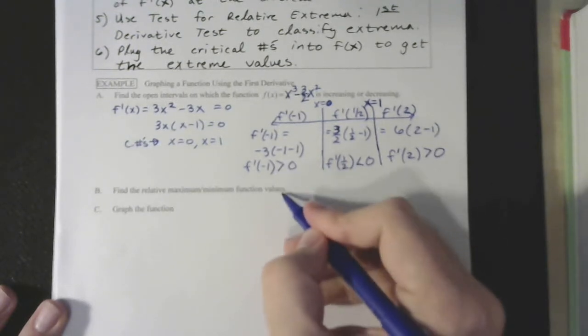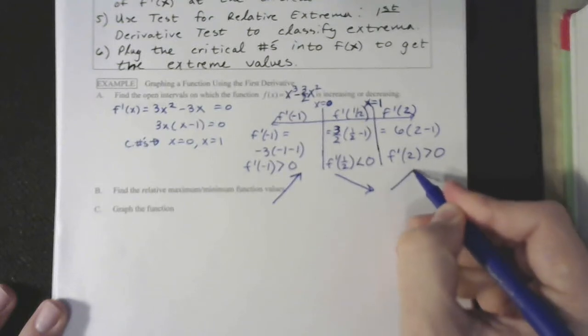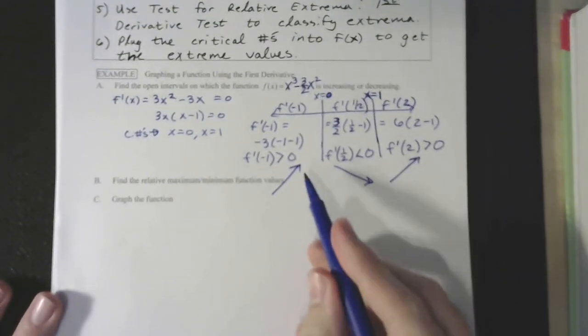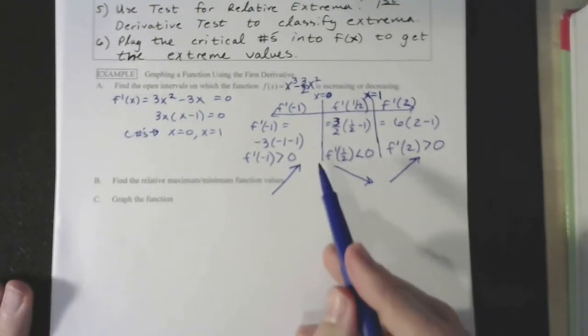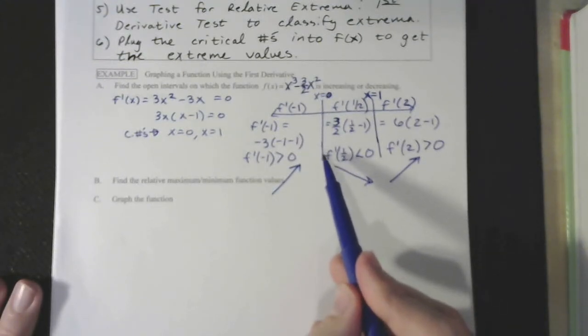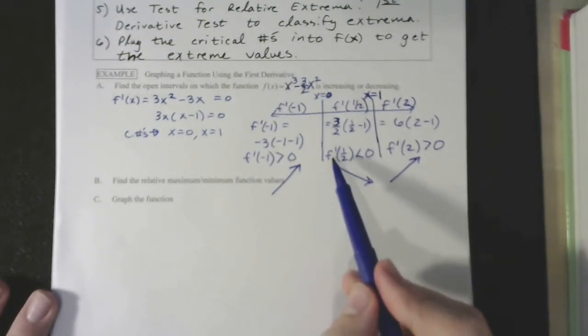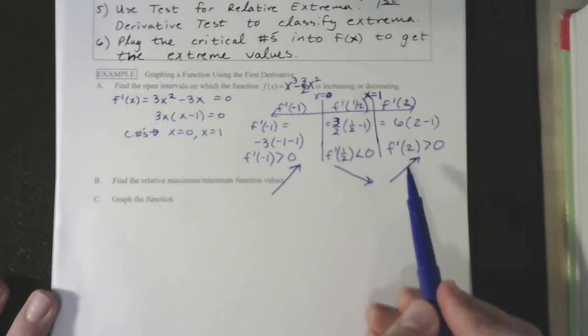So I like to draw little arrows here. I'm increasing, then I'm decreasing, then I'm increasing. And this is literally giving me that picture that we talked about in the last page. We are increasing to decreasing, so we have a maximum up at the top here. We have decreasing to increasing, so we have a minimum.